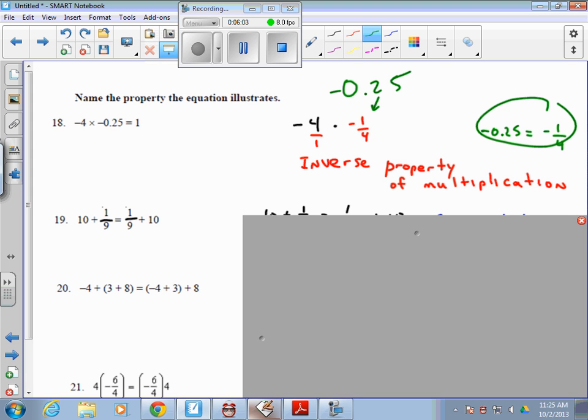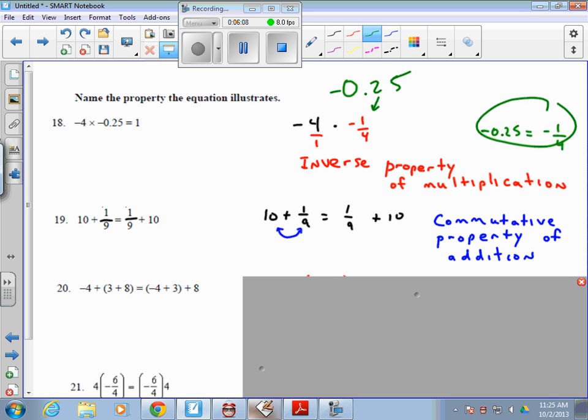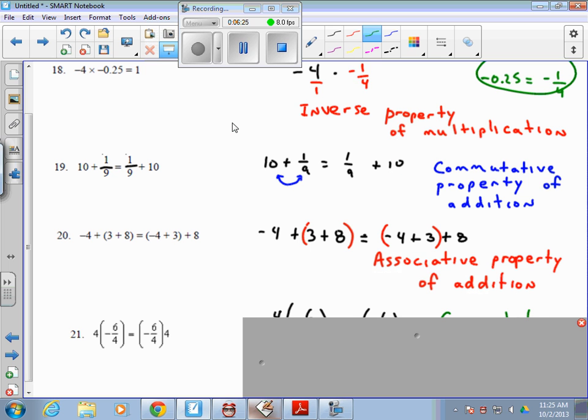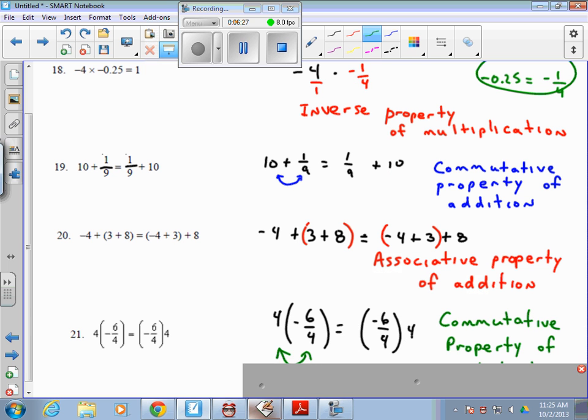10 plus 1/9 equals 1/9 plus 10. Again, all we're doing is moving them. We're just commuting them around, and that's the commutative property of addition. -4 plus (3 plus 8) equals (-4 plus 3) plus 8. The parentheses moved. We just changed the association, the associative property of addition. And then 4 times -6/4 equals -6/4 times 4. The only thing that changed was they commuted from one part to the other, commutative property of multiplication. So we have inverse, then commutative, associative, commutative, addition, and multiplication, respectively.